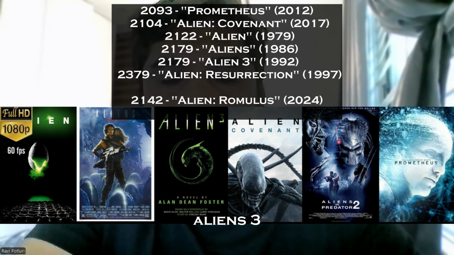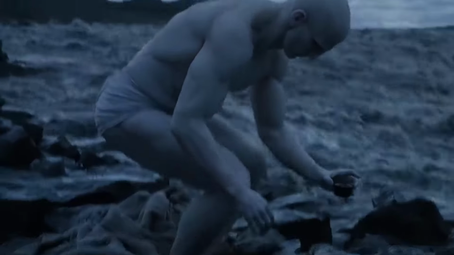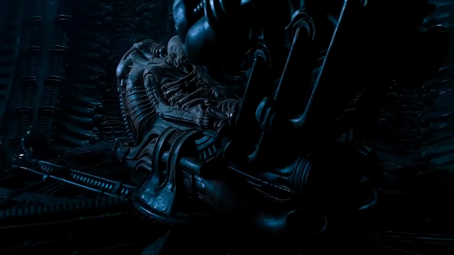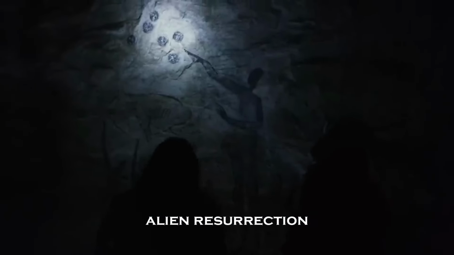2179, Alien 3, released in 1992. This is set in 2179. Ripley crashes on a prison planet with a new Xenomorph threat. 2379, Alien: Resurrection, set in 2379. This film shows Ripley being cloned 200 years after her death and the Xenomorph being bred on her spaceship.